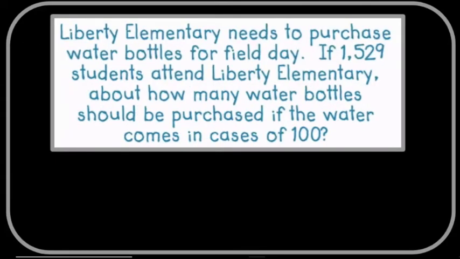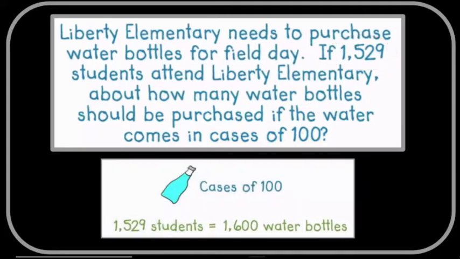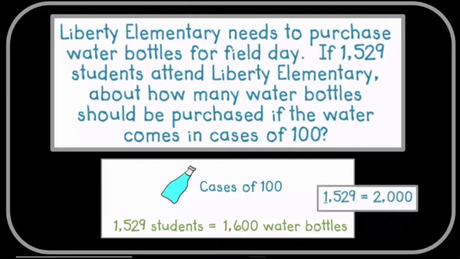In this next real-world example, Liberty Elementary needs to purchase water bottles for field day. If 1,529 students attend Liberty Elementary, about how many water bottles should be purchased if the water bottles come in cases of 100? If students simply round to the nearest 100, 29 students would not get water bottles. The context of the problem makes a difference. 16 cases, or 1,600 water bottles, should be purchased so that everyone gets a water bottle without too many left over. Rounding to the nearest 1,000, on the other hand, would be an overestimate.